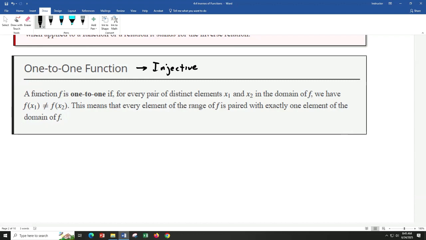A function is one-to-one if for every pair of distinct elements x1 and x2 in the domain of f, we have that x1 cannot equal x2. This means that every element of the range of f is paired with exactly one element of the domain.